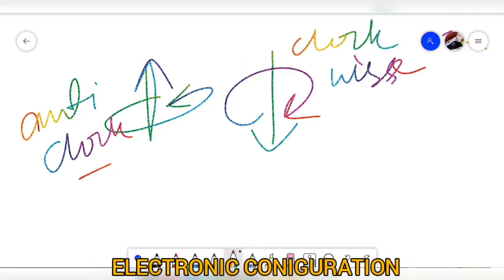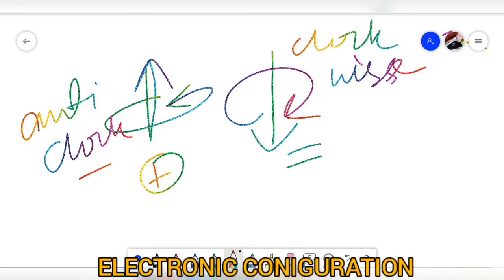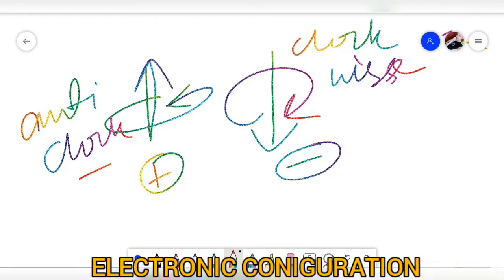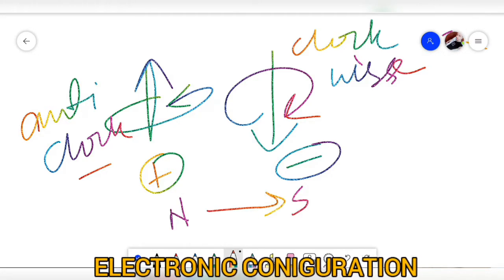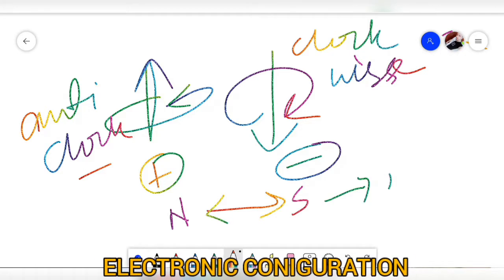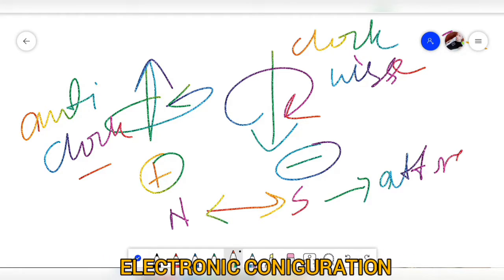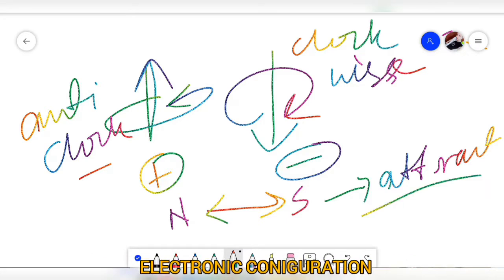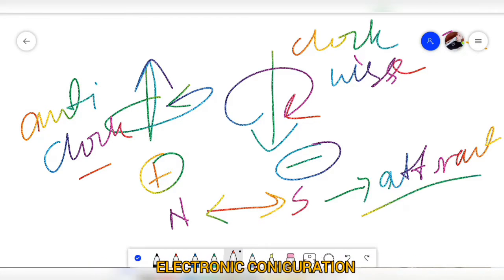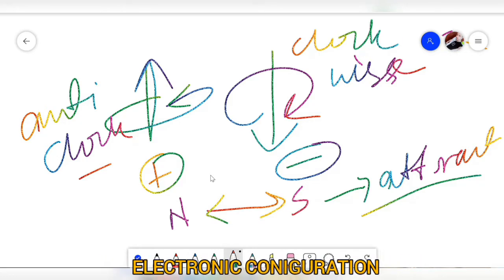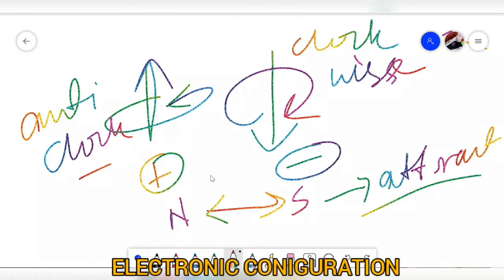If this electron is generating plus charge, this electron will generate negative charge. If this electron is generating north, this will generate south. So then there will be a force of attraction between these two. Okay? Only then they can live together. Otherwise, how is it possible that 2 electrons with a negative charge are living together? Are we clear with this? Yes, sir. Okay.